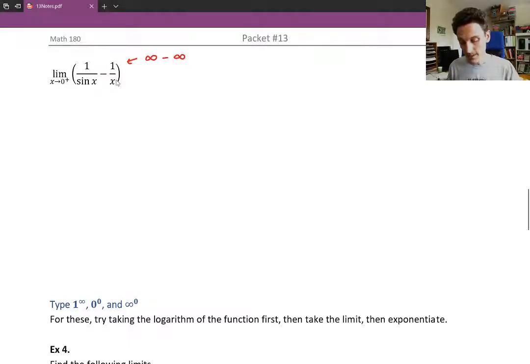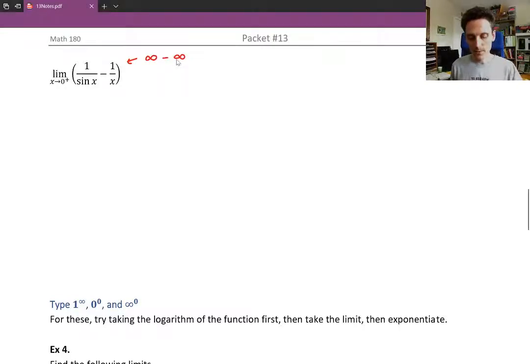Then 1 over x, that again is the same situation. 1 over a number approaching 0 from the right, from the positive side, that's going to approach infinity. And then you have the minus sign in the middle. This is an indeterminate form because it depends on what these numbers are.